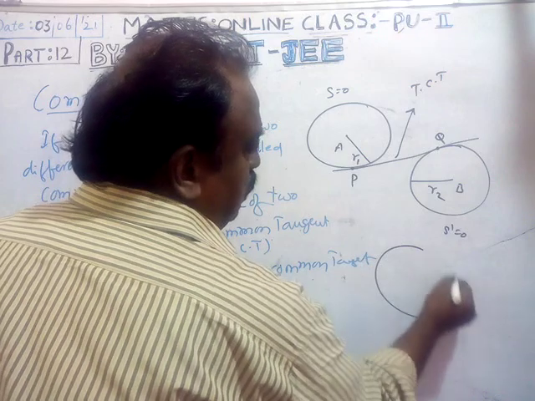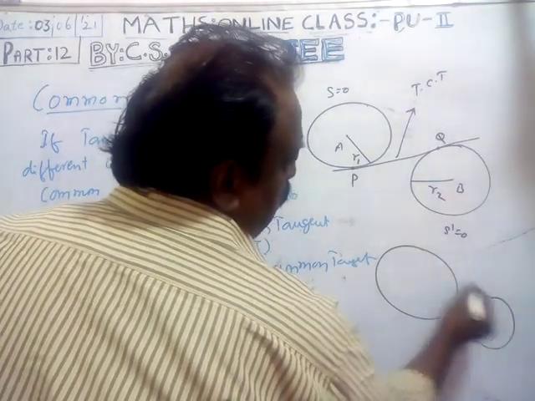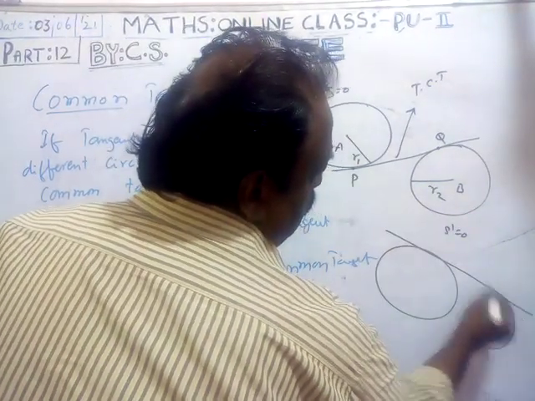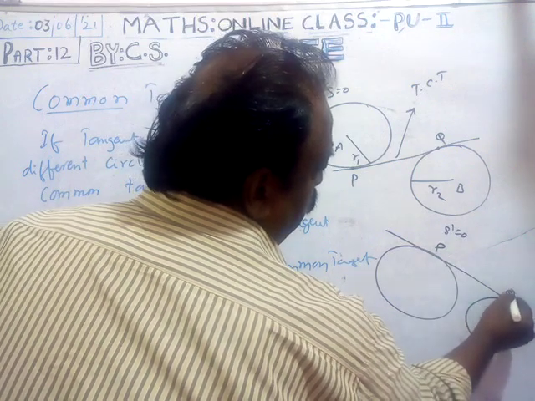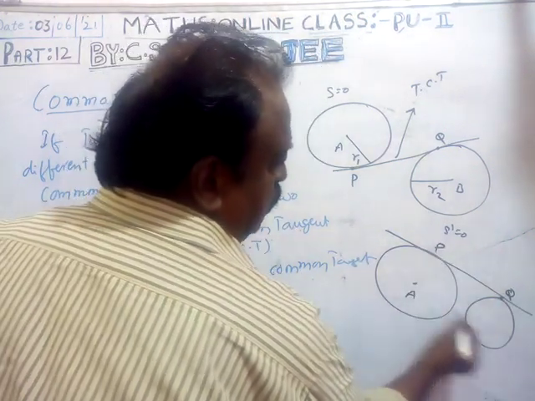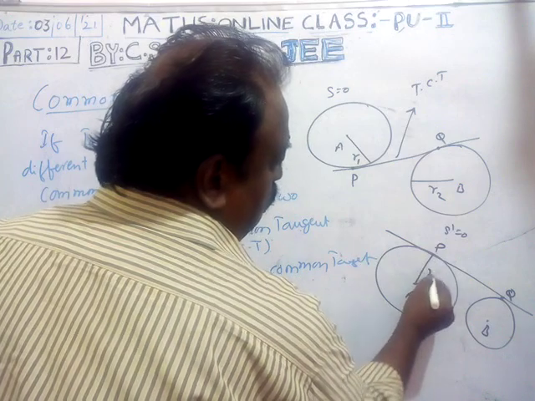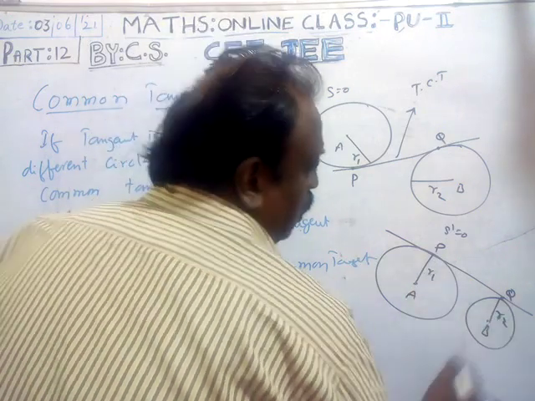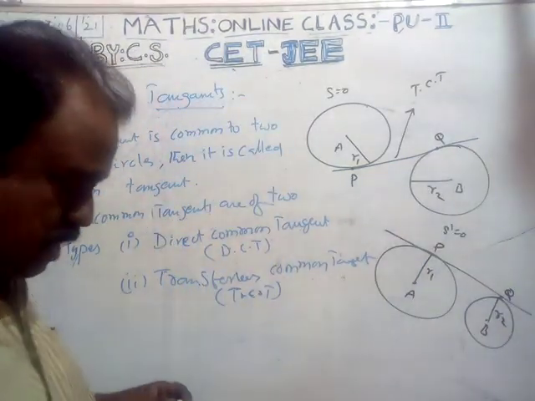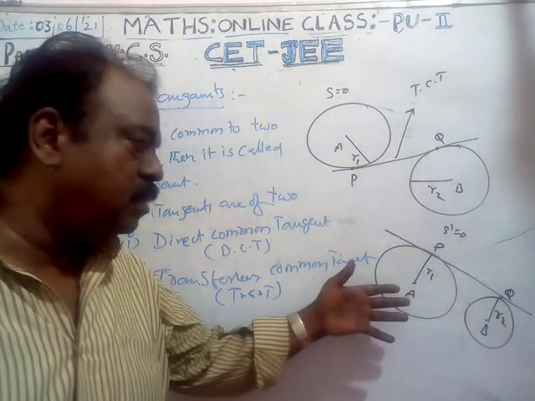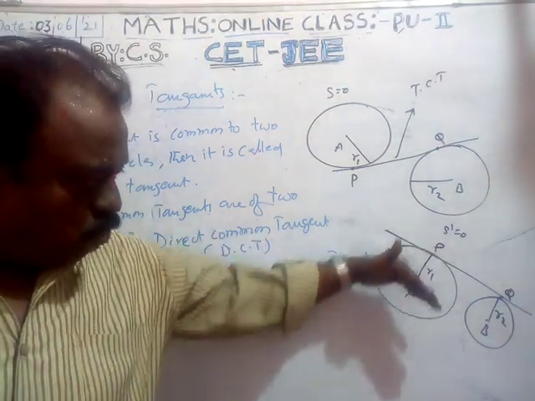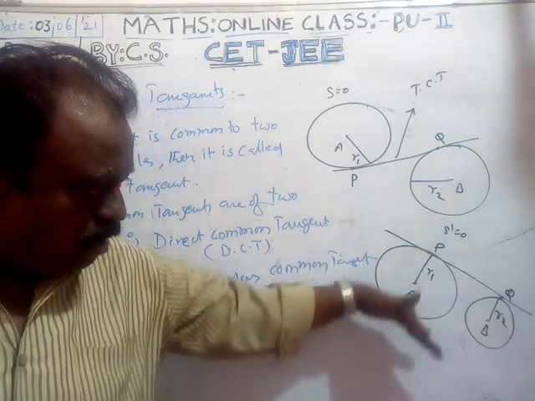Whereas a circle, two circles are there. This is P and Q on one side only. On one side is R1 and it is R2. For the common tangent, the circles are always on one side of the tangent.